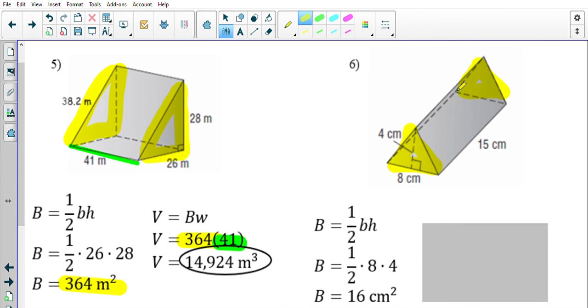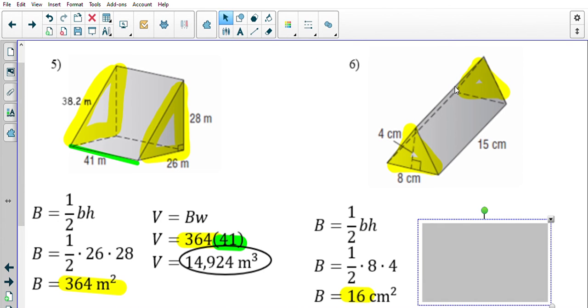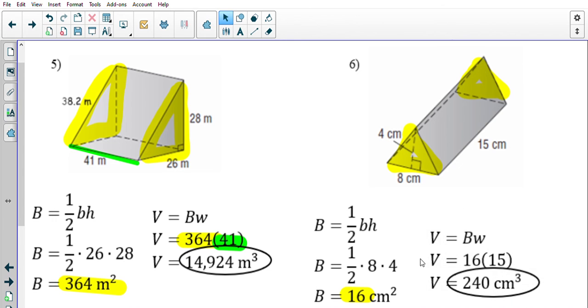So to find the area of the base, we do half times base times height. We see a right angle right here to tell us that the base and height of the triangular base are 8 and 4. Half times 8 times 4 gets us an area of the base of 16. When we go to find the volume, we are going to do area of the base, which is 16, times the width, which is the distance between your two triangular bases. That will be 15. 16 times 15 gets us a volume of 240 centimeters cubed.